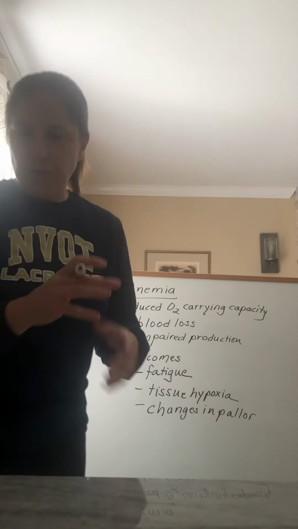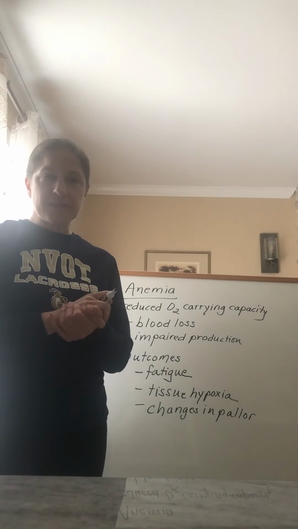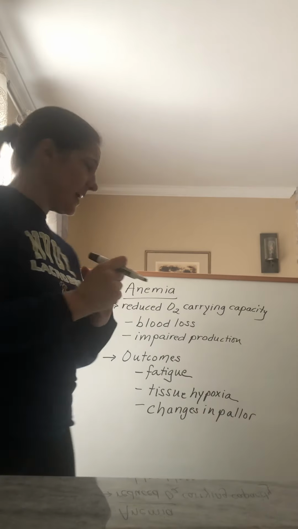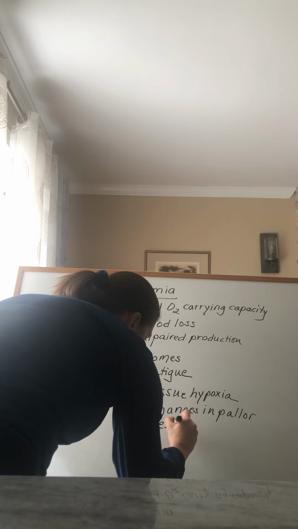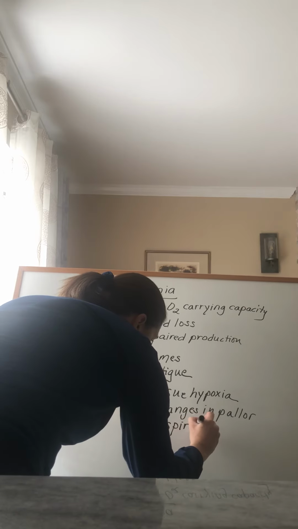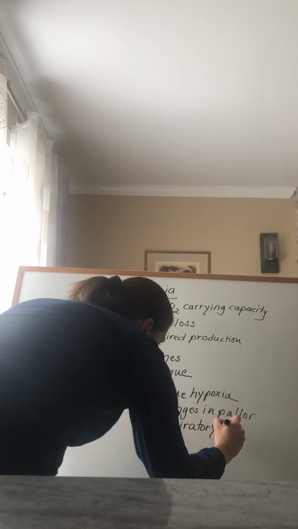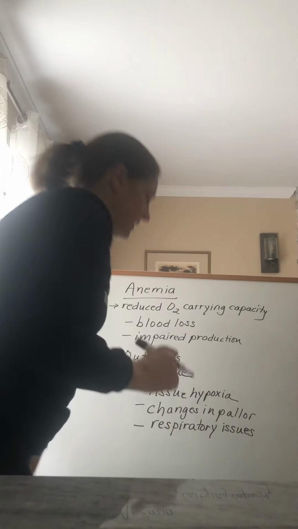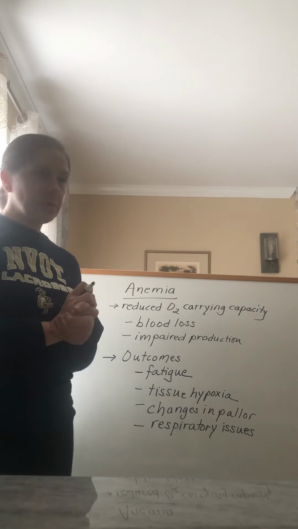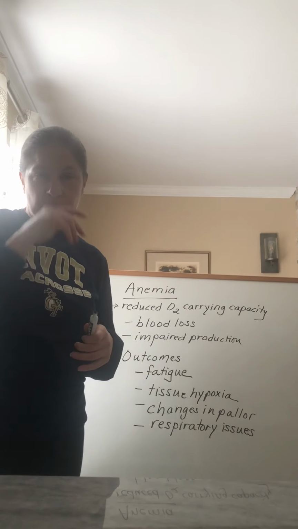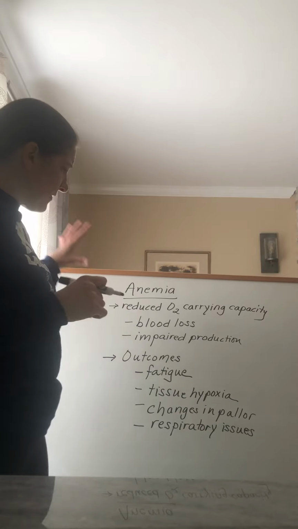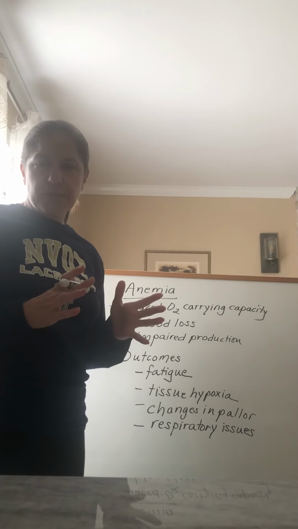So perhaps you'd have a change to the color of the skin, or the lips, the nail beds, the conjunctiva, and then there could be issues with respiratory function. You might have a change in the rate and depth of breathing to try to compensate for the fact that someone's oxygen carrying capacity has been diminished. Okay, so again, these are general things about anemia.